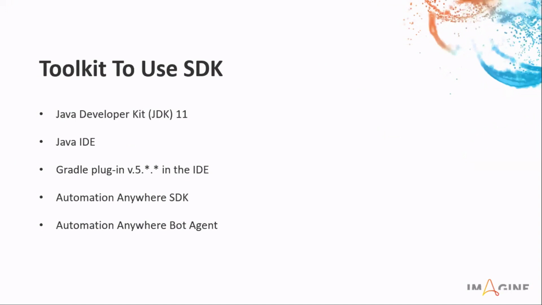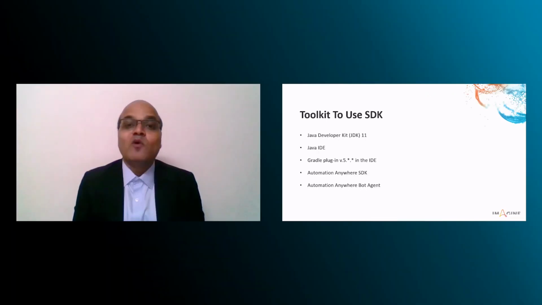We will move on. If you want to build a new package, these are some of the things that you need on your side. Very first thing, JDK version 11. Then you need an IDE of your choice. It could be IntelliJ, it could be Eclipse, it could be anything else that you prefer. Then you need a Gradle plugin, 5.x version is what we prefer. Then you need the Automation Anywhere package SDK so that you can build your new packages, new actions, new conditionals or iterators, triggers, variables, etc. And then finally, whatever you have built, you want to test it. So you need the Automation Anywhere bot agent.